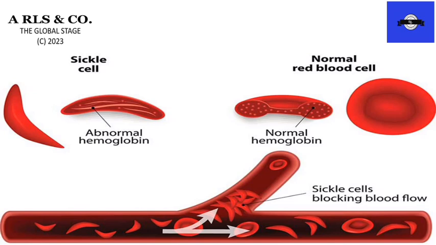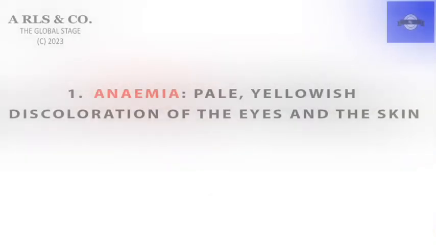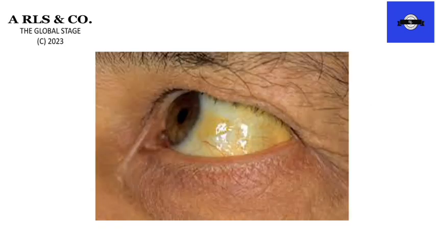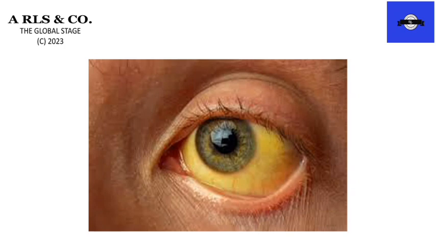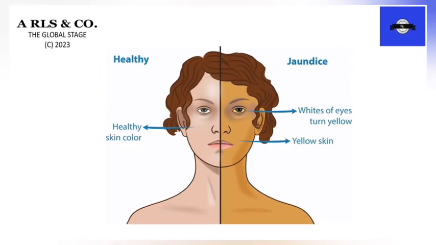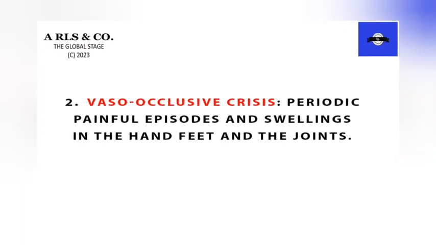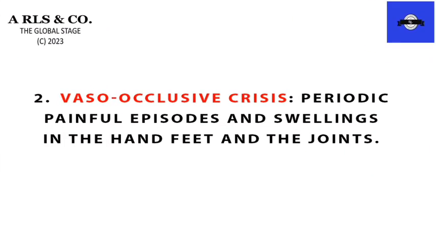Now let's look at the signs and symptoms of those with sickle cell anemia. The first sign or symptom is pallor or yellowish discoloration of the eyes and the skin. Because the red blood cells are abnormal, they don't last as long as normal red blood cells, and they tend to break down and rupture in about 20 days, leading to anemia. Also, there is a vaso-occlusive symptom which leads to periodic painful episodes called pain crisis.